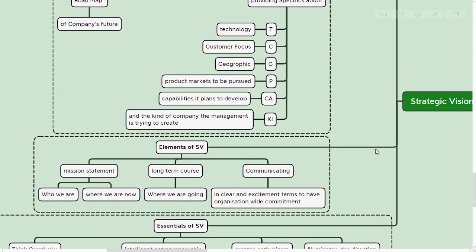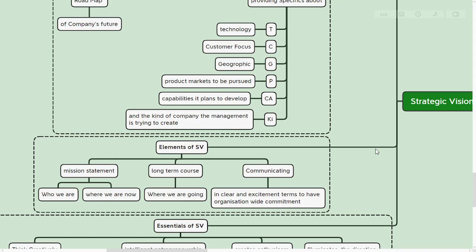Elements of strategic vision. First, coming up with a mission statement stating who we are and where we are now. Second, a long-term course of where we are going, using the mission statement as a basis for deciding on a long-term basis where we are going. And communicating in clear and exciting terms to have organization-wide commitment.